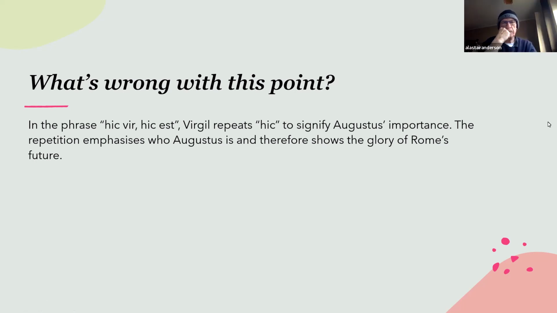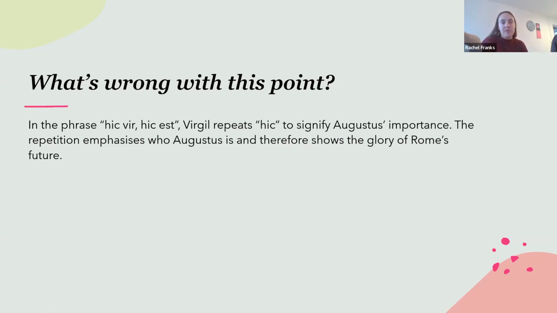I'd probably say that you haven't embedded it enough in the content of the rest of the line. You need to show more about what it's saying about Augustus and why he's so important. Yeah, why is he so important? Embed it in content and context. Yeah, anything else?